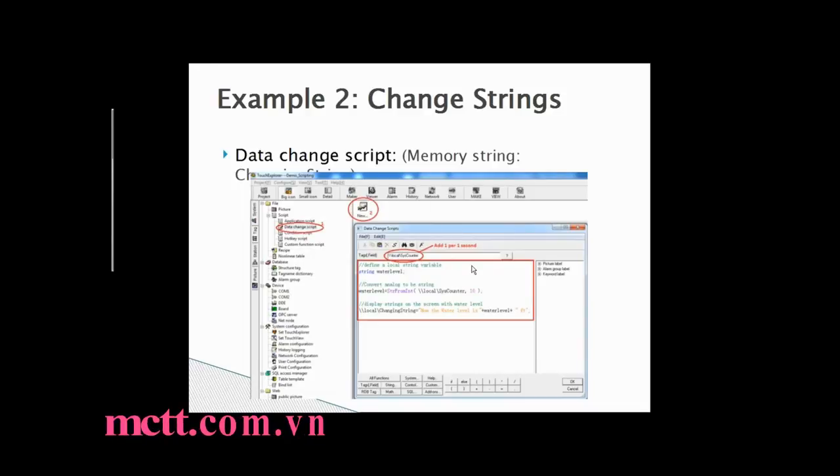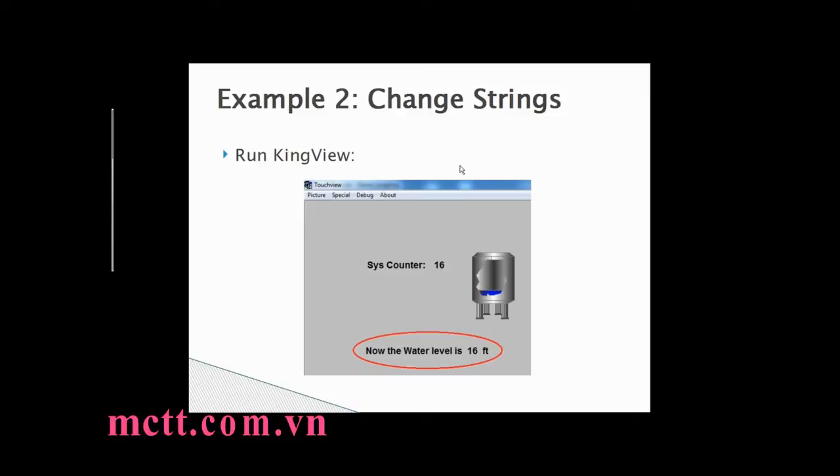Let's see, example 2. This is a data change script. Basically what this will do is change a value in a variable, or a tag rather. For this one, it basically adds 1 every second. It manipulates the analog string water level, and we associate it with that tag. And this is a data change script, and it utilizes a memory string.